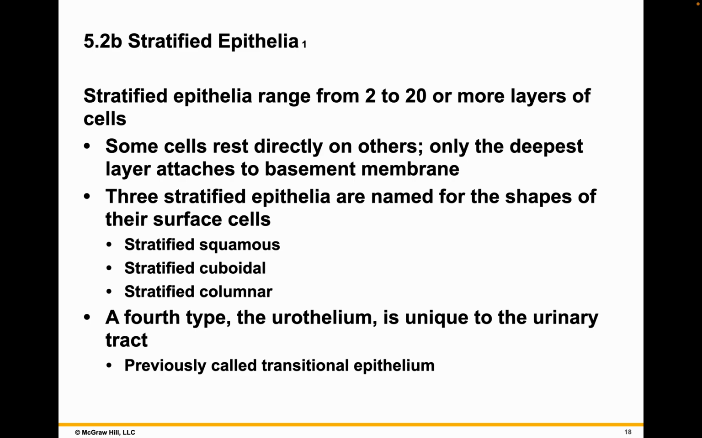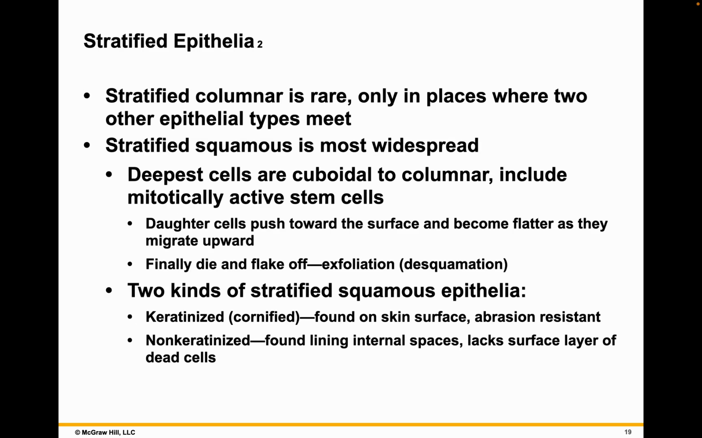Uroepithelium is unique to the urinary tract, and traditionally it's been called transitional epithelium, but the more correct anatomical term is uroepithelium because we find it in the urinary tract. Stratified columnar is rare. It's only found in places where two epithelial types meet. Stratified squamous is the most widespread.